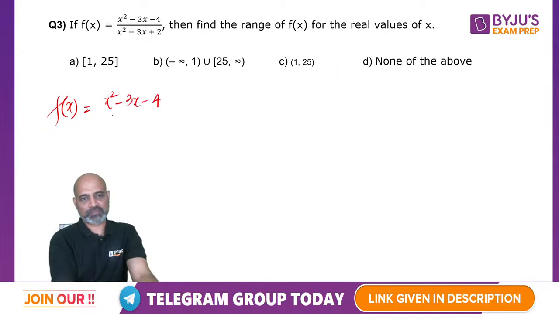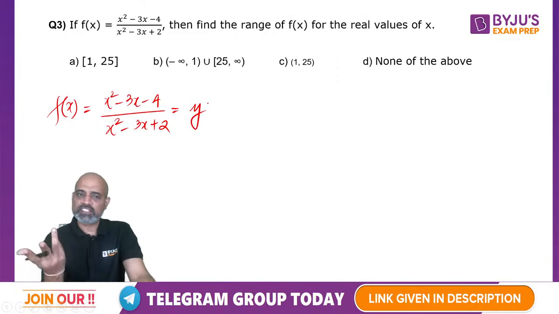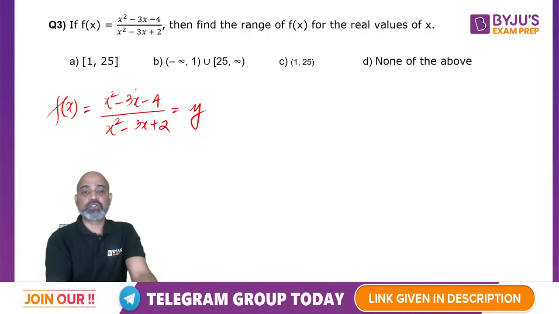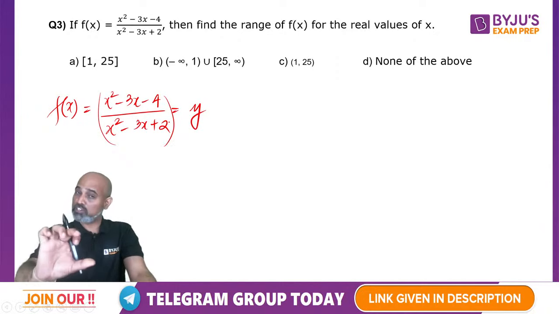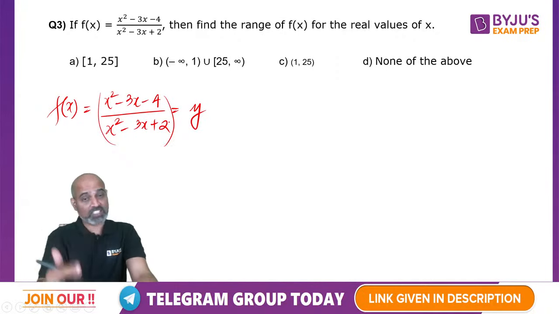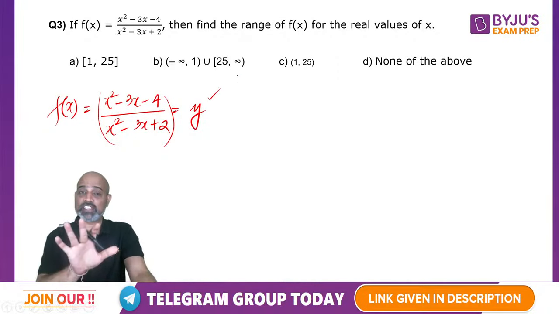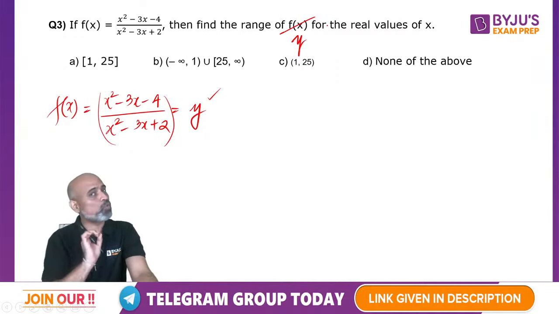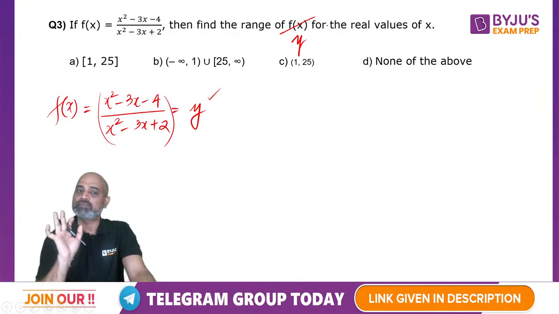So what you do in such questions is you say that f of x, whatever is given, is equal to some other variable, some English letter, that is equal to y. Since we have to figure out the range of f of x, in other words, the range of y, the question is not range of f of x anymore. The question is the range of y: what could be the minimum, what could be the maximum.